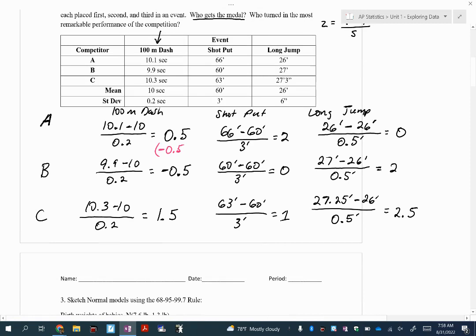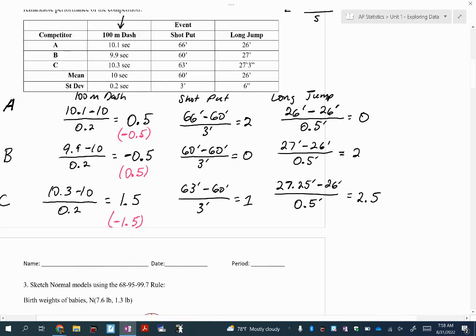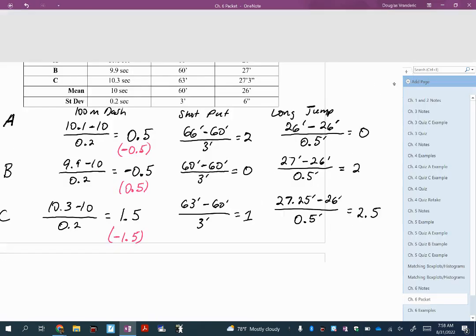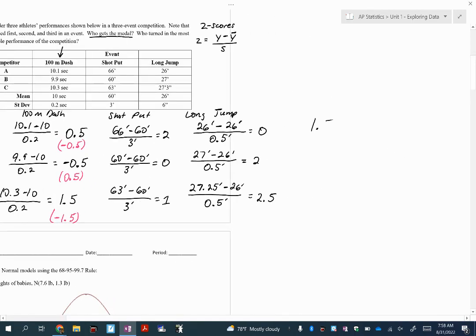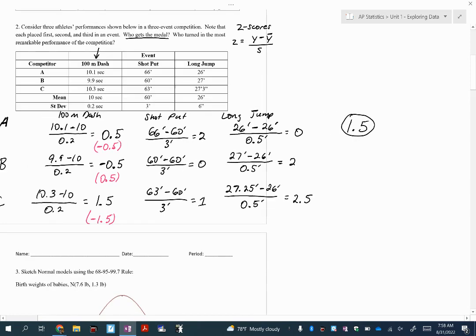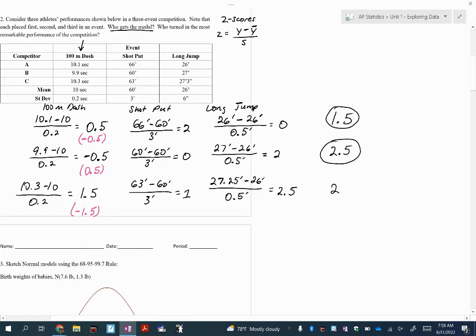Because if you think about this, competitor A ran slower than the mean, so they should not be rewarded for that. So I need to take away half of a z-score, if you will. And same thing here, competitor B was the only one to run faster than the average, so they should be rewarded for that. And finally, competitor C was the slowest. So now if I were to add the numbers from left to right, competitor A is going to have 2 minus 0.5, which is 1.5 for their z-scores. And then competitor B is going to have 2.5, and then competitor C is going to have 2.